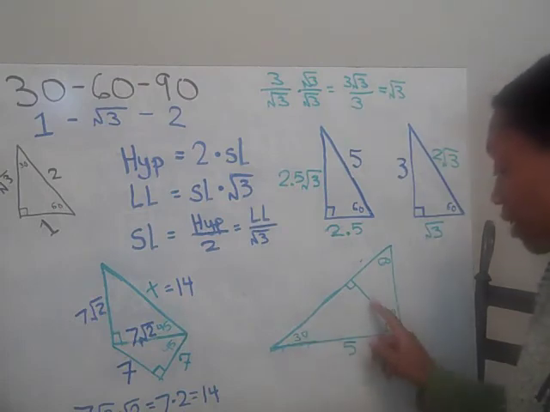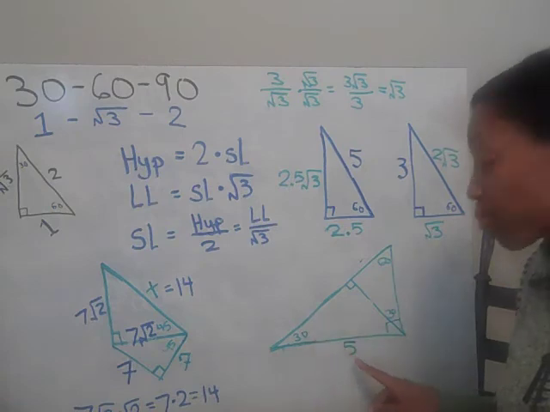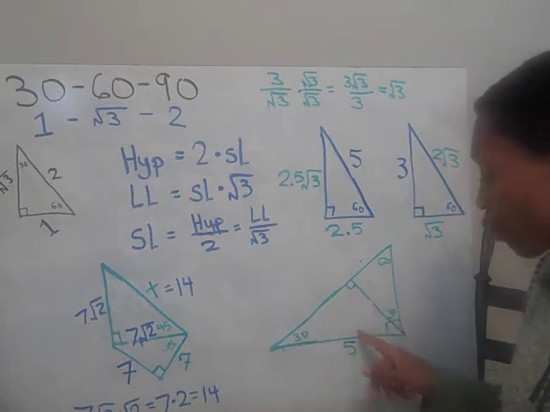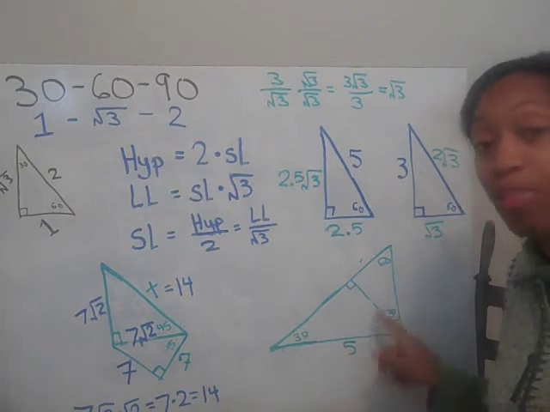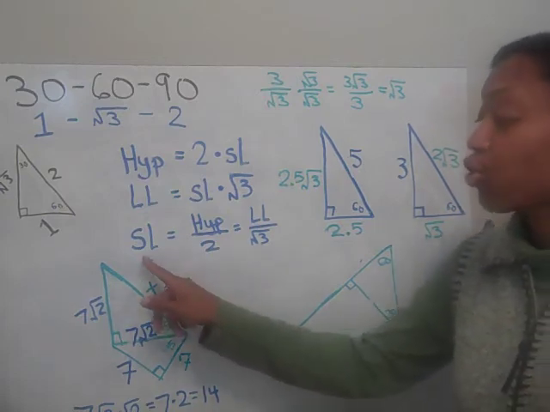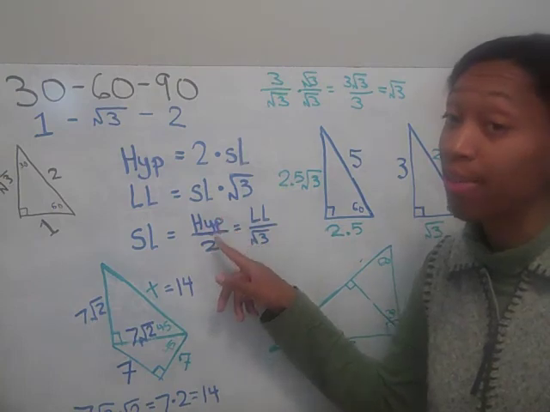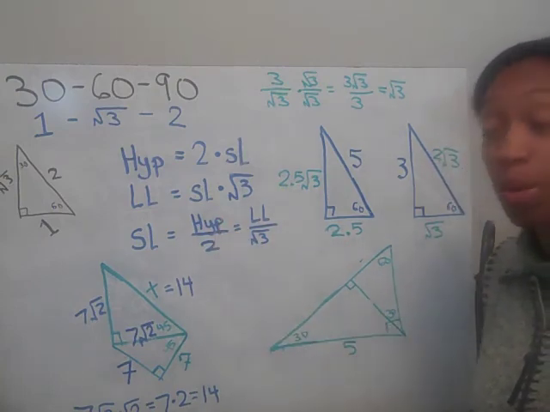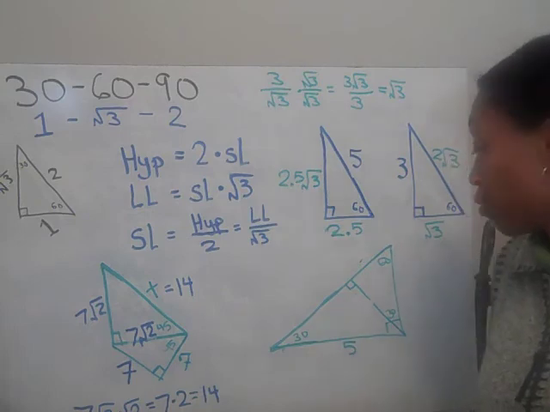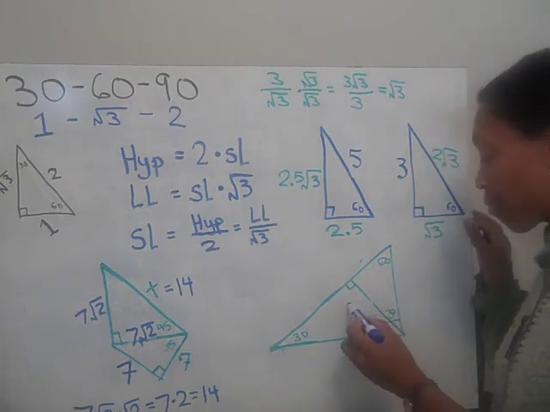This is a 30, 60, 90 triangle because of the 30 here. And since this 5 is right across from the 90 degrees, it's the hypotenuse. Let's see if we can find the short leg. The short leg is equal to the hypotenuse divided by 2. Since the hypotenuse is 5, the short leg will be 5 divided by 2. Half of 5 is 2.5.